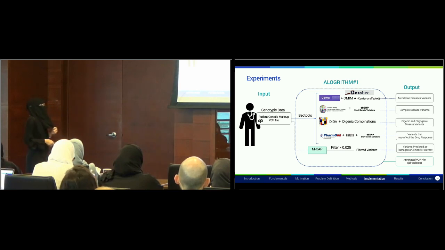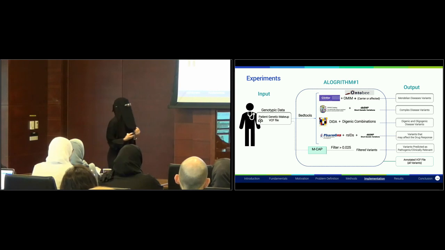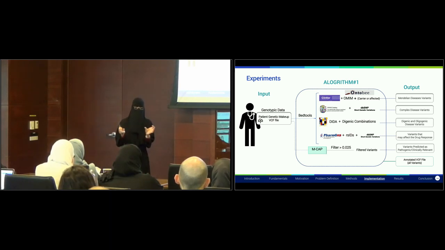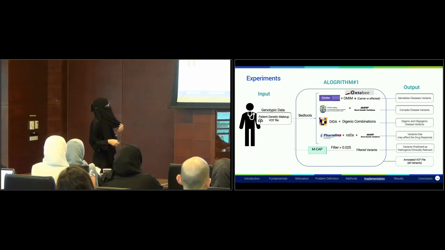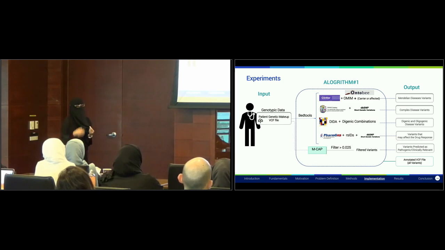In the second case, we use the GWAS database with the help of dbSNP to find the genomic coordinates that help us better find the overlap between our input and the GWAS information. The output of this will be a list of variants that convey risk of complex diseases.